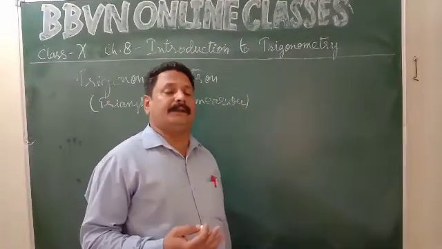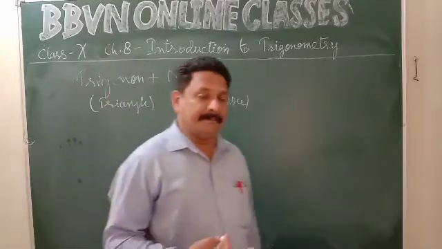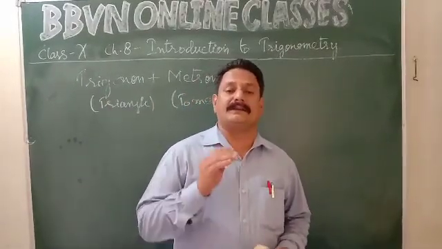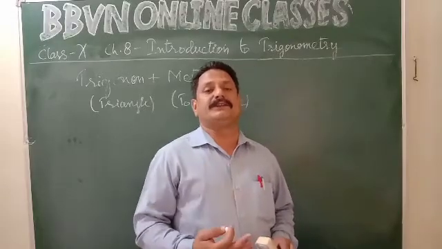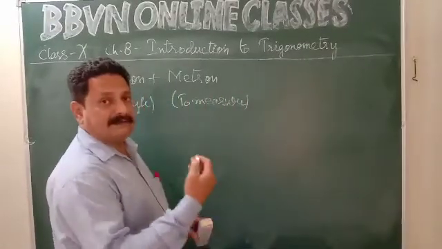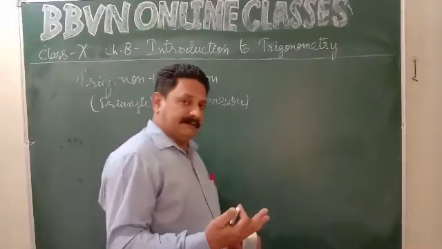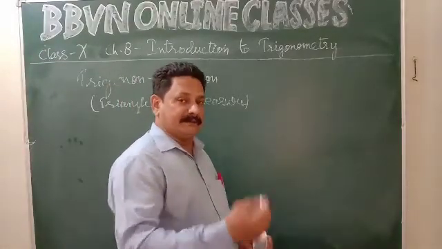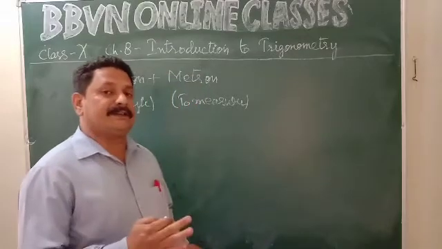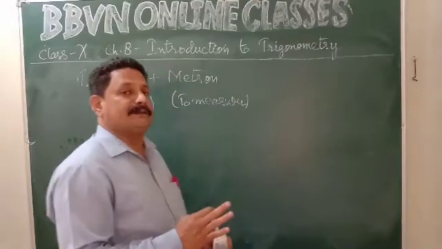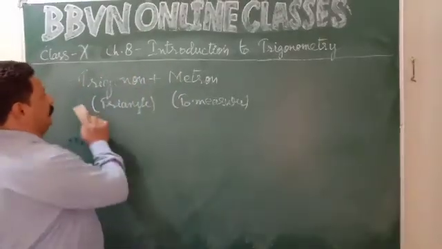But if we go with the definition of trigonometry, it's very simple. Trigonometry is nothing but the study of the relationship between the sides and angles of a triangle. In any triangle, you obviously have three sides and you have three vertices which represent three angles. So the relationship between the angles and the sides of a triangle is what we'll be studying in our chapter 8.